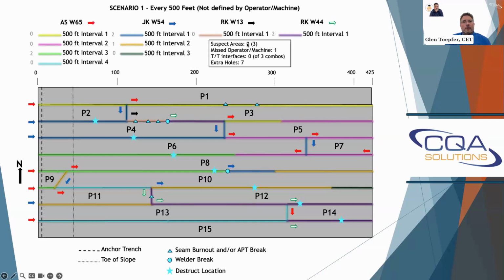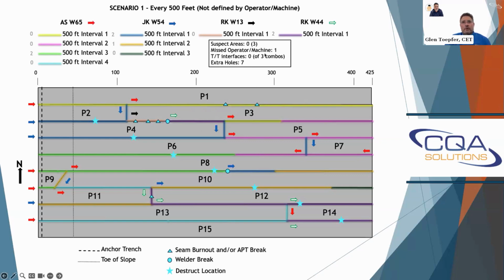We hit 0 suspect areas. And what I mean by suspect areas really are areas where there's burnouts or something else that would cause you to question the integrity of the seam. So none of these areas were addressed. There's burnout here, burnouts here, and burnout on this seam. None of those are addressed by the destructive sampling.